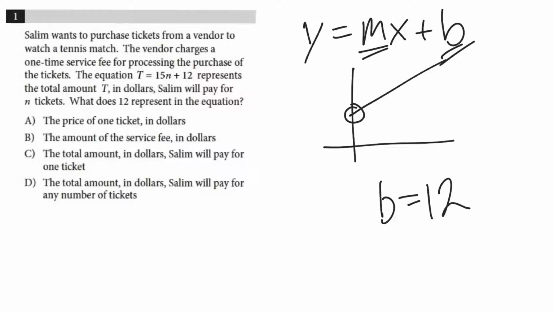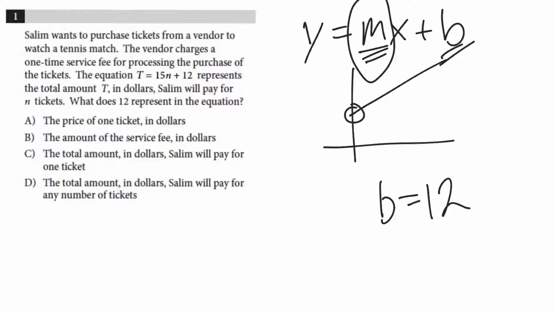A, the price of one ticket in dollars is 12. No, the price of each ticket is going to be the slope, the rate of change. Every time you increase the number of tickets by 1, the total cost will increase by the coefficient on your input. That would be 15. B, the amount of the service fee in dollars.